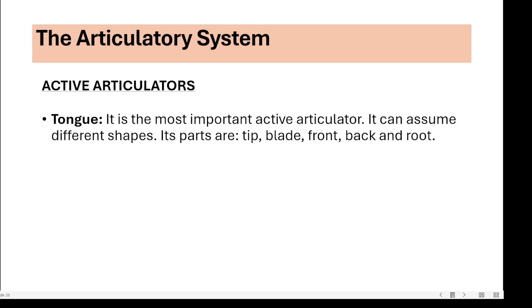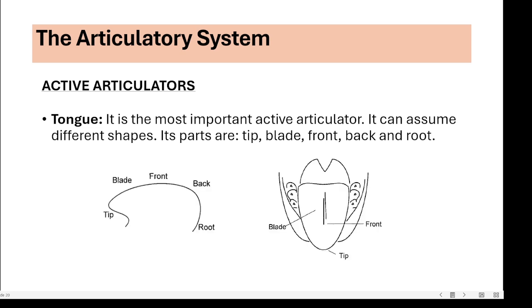Another active articulator is the tongue. The tongue is a complex, flexible organ which is made almost entirely of muscle, and it is the most important active articulator because it intervenes in the production of almost all of the speech sounds. For descriptive purposes, it's divided into different sections: the tip, the blade, the front, the back, and the root. You can observe them in these graphics, which are taken from your studying material.